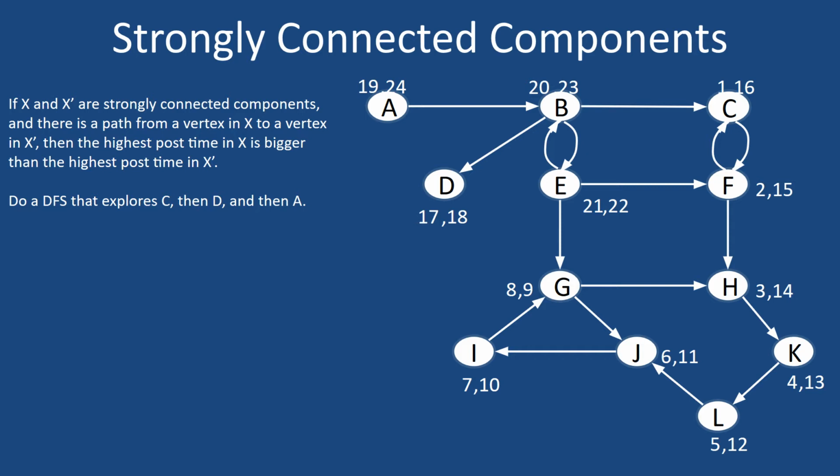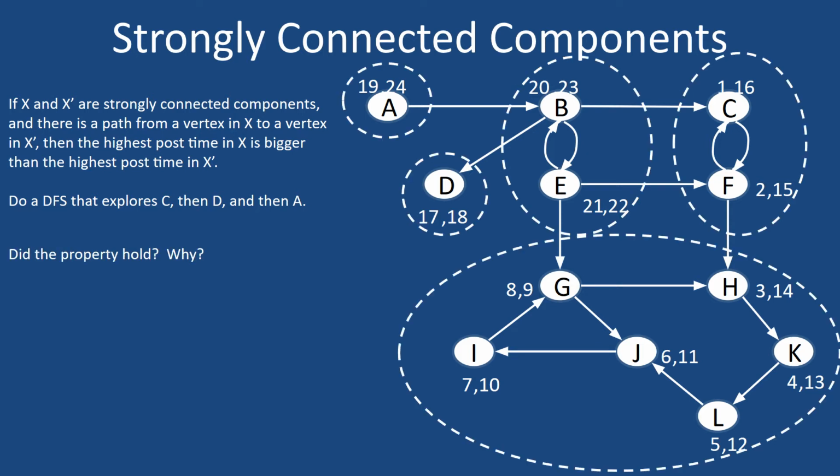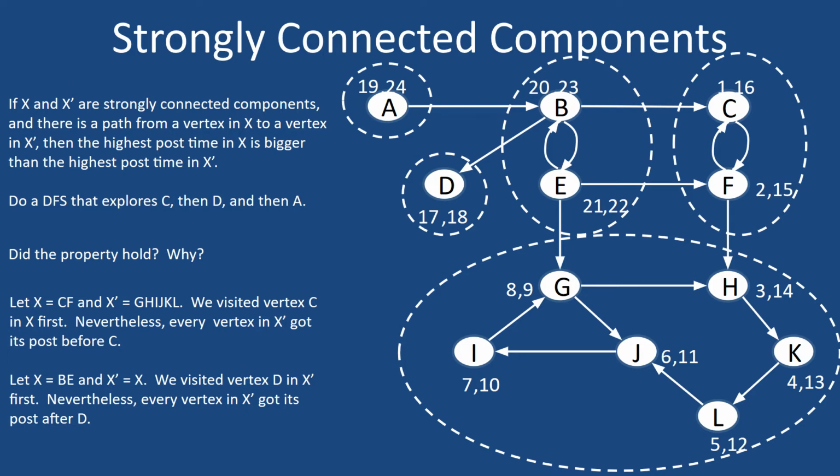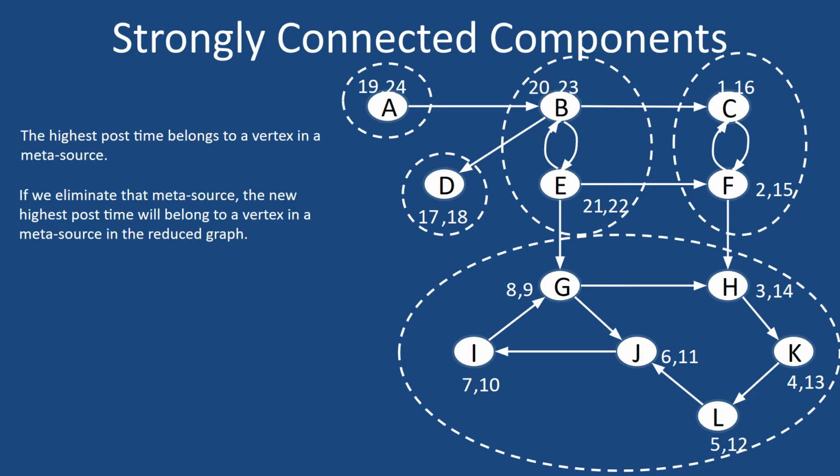So let me show you how that works. And we just looked at that. So this is showing you from the other point of view. Suppose we could identify meta sources. So we know that A has the highest post time, so it is in a meta source. Now suppose we could identify the rest of the vertices in the meta source, which we don't know how to do. We only know how to identify vertices in the meta sink. But if we could somehow do that, we could get rid of that. What's the biggest left in this one?